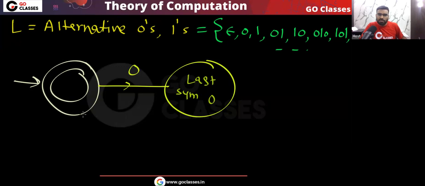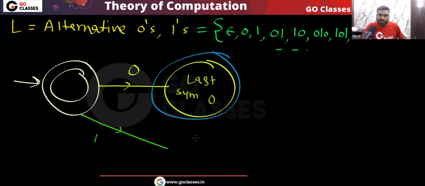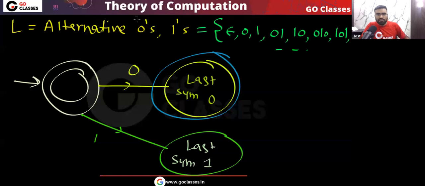Okay, now you tell me, if symbol 1 comes in the initial state, where will I go? Remember, this also will be a final state because I want to accept string 0. Now if in the initial state symbol 1 comes, then I am thinking that the last symbol I have seen is 1. Yes or no? Here I will remember that the last symbol was 1. Now this is very simple.